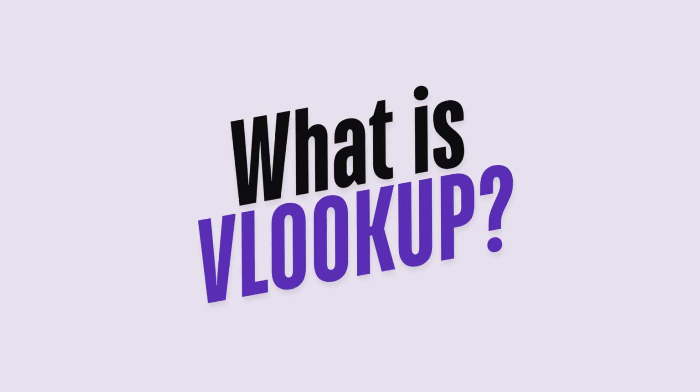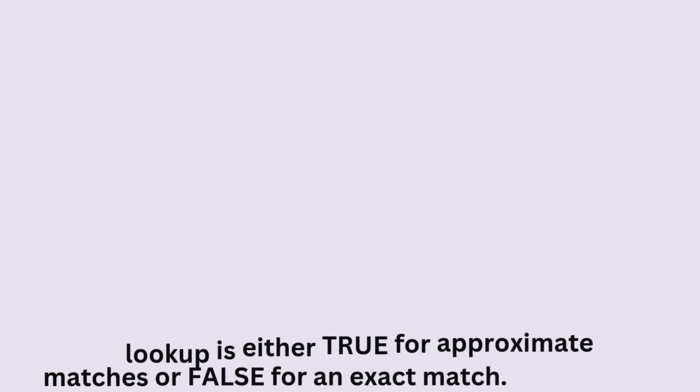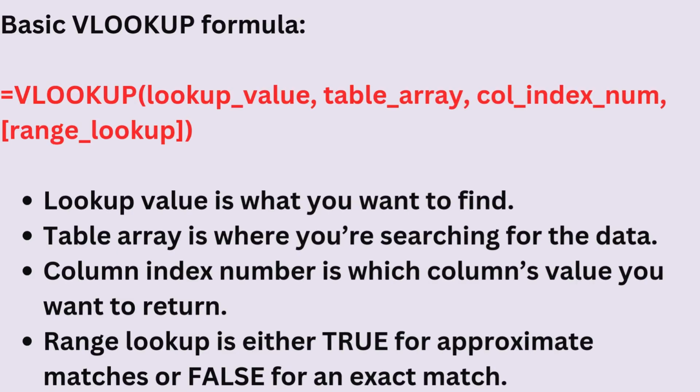Let's start with VLOOKUP, which stands for vertical lookup. It's been around for a long time and is one of the most commonly used Excel functions. VLOOKUP searches for a value in the first column of a table and returns a value in the same row from another column you specify.